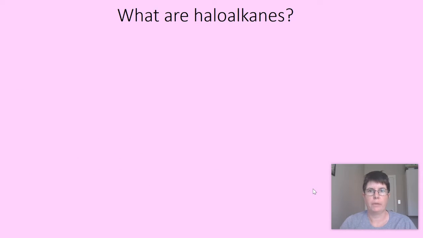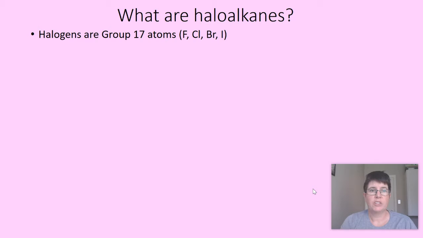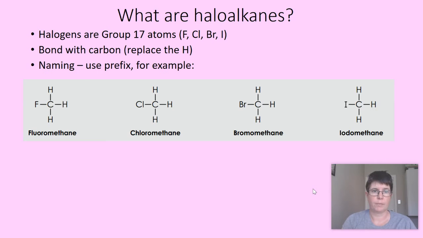What are haloalkanes? Halogens are group 17 atoms in the periodic table, and the four you need to know are fluorine, chlorine, bromine, and iodine. They bond with carbon and they replace the hydrogen in alkanes. Now for naming, you use a prefix, so they're named as side chains. Prefixes go at the beginning of the name.